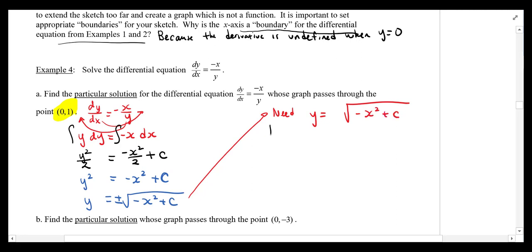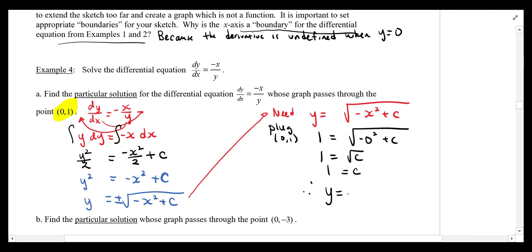So we'll use that. We're going to plug in the point 0, 1, and let's go ahead and solve for c. And you'll see now how this works, because root c equals 1, or c equals 1, and therefore the equation is y equals the square root of negative x squared plus 1. Ta-da!